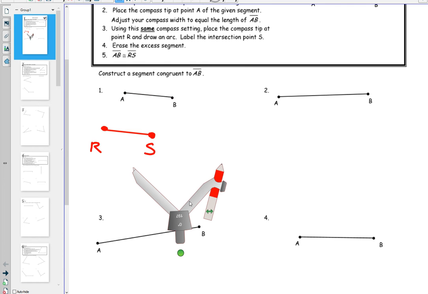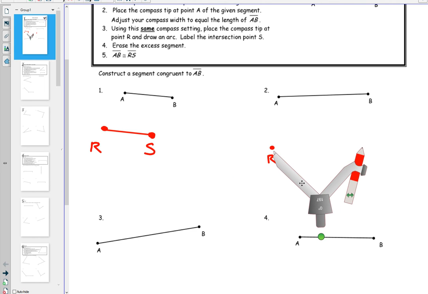So I'll pick the first point, I'll call it R. Now that I have that distance measured, I put the tip on R, right in the center of R. I don't have to draw a whole circle, just draw like a little arc. Oh no, it moved.